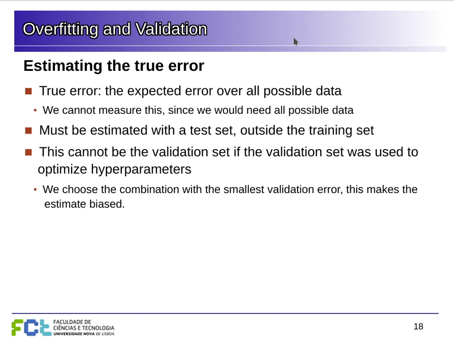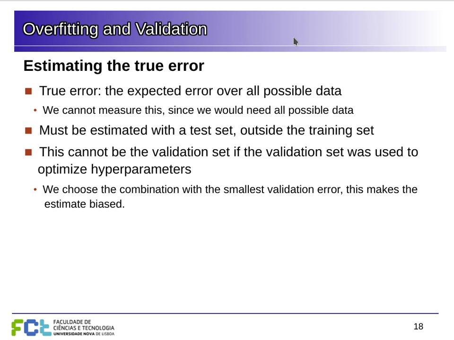The true error is a theoretical concept, which would be the average error that our trained model will make when we apply it over the whole universe of possible data. Of course, we cannot actually measure that, it's just theoretical, but we can estimate it with some data outside the training set.